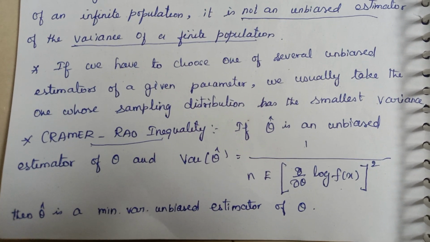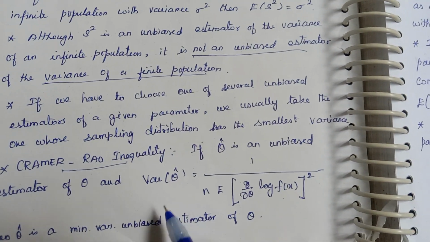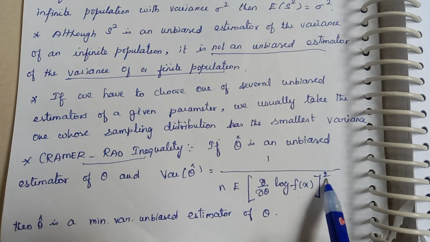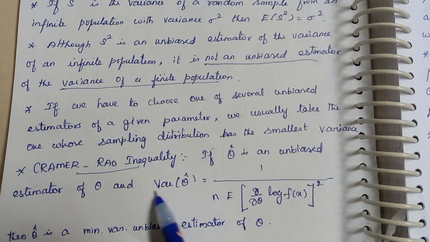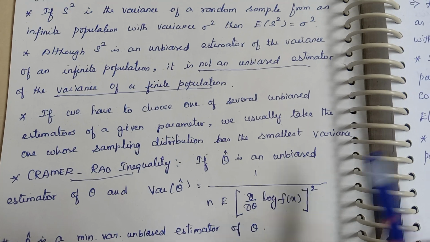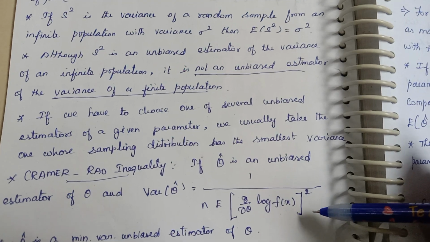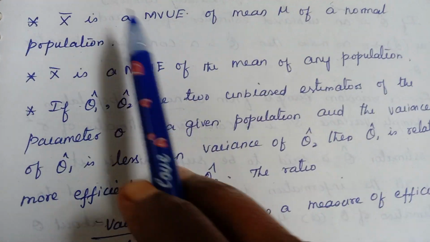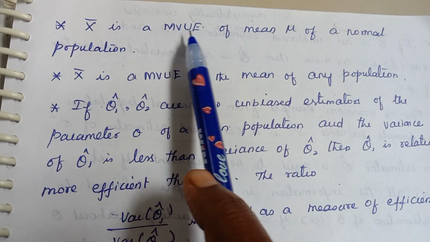The smallest variance is given by means of the Cramer-Rao inequality. If theta cap is an unbiased estimator of theta, and variance of theta cap is given by 1 by n into expectation of (dou by dou theta of log f of x) the whole square, then theta cap is a minimum variance unbiased estimator of theta. This is the minimum variance given by an unbiased estimator. So this formula is important for selecting an unbiased estimator where you have many unbiased estimators for a given theta, right?